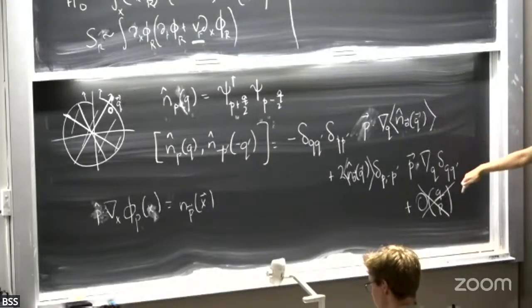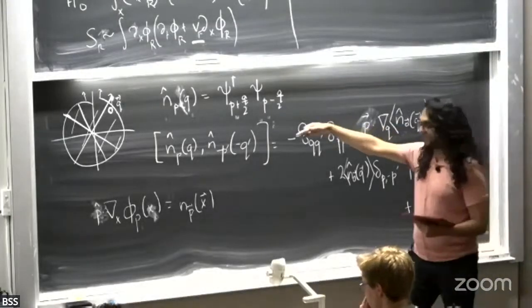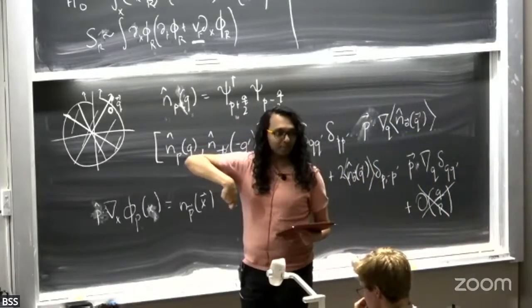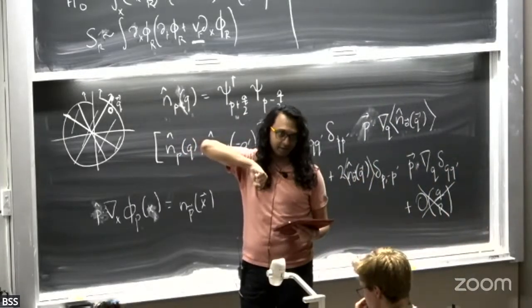So with these two assumptions, you're kind of doing an approximation where all of these patches are not interacting with each other, and you just have a bunch of independent Luttinger liquids.